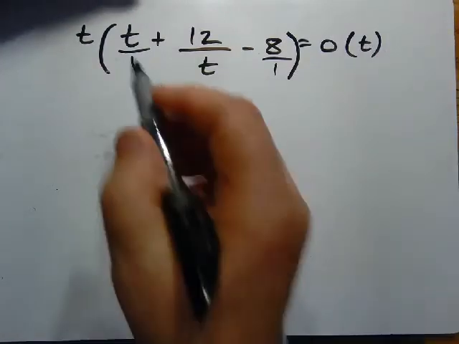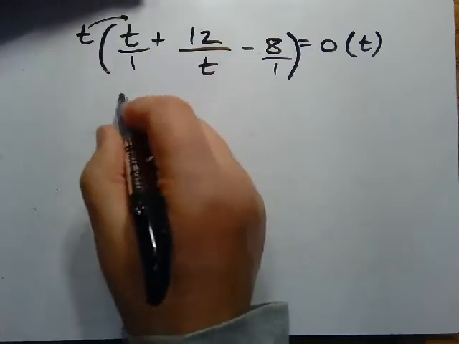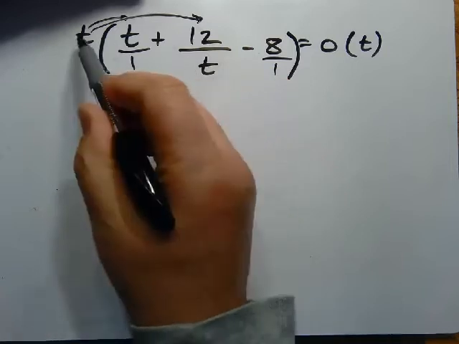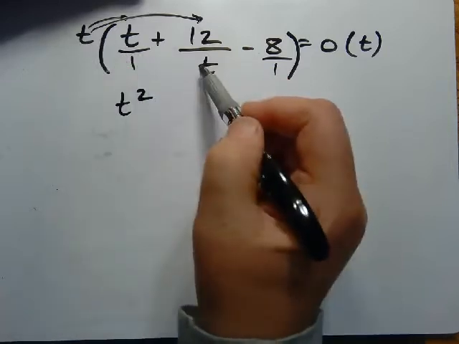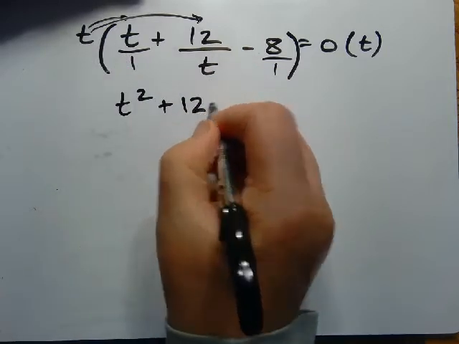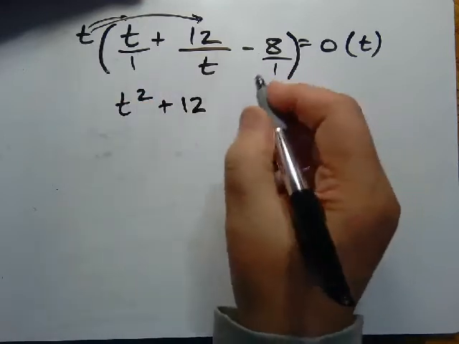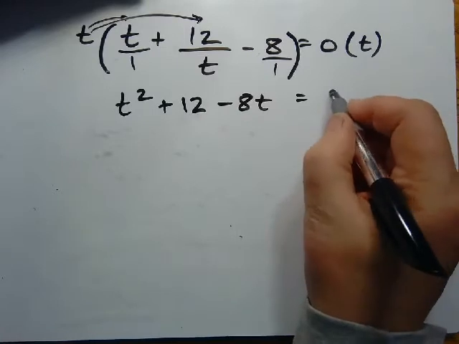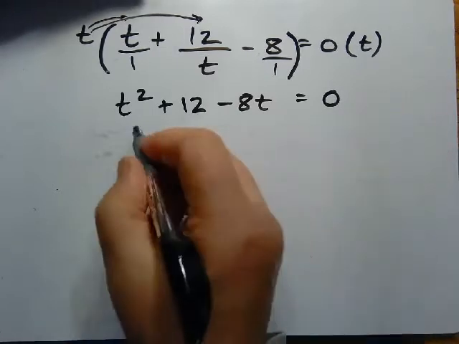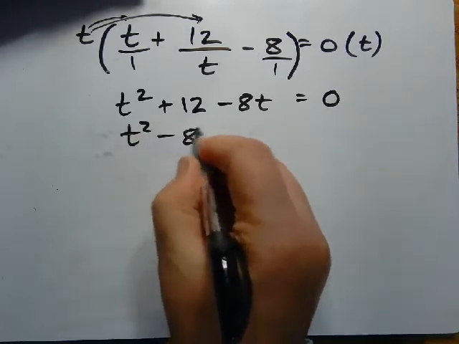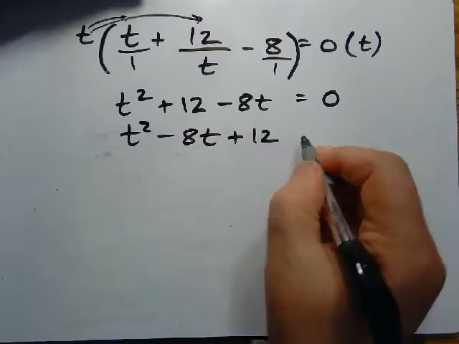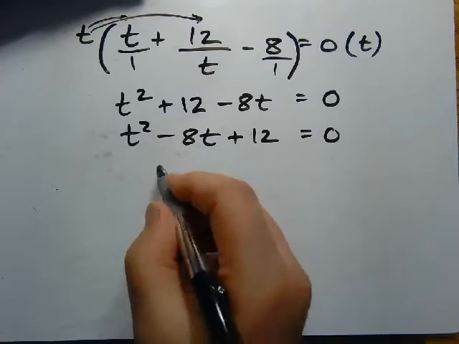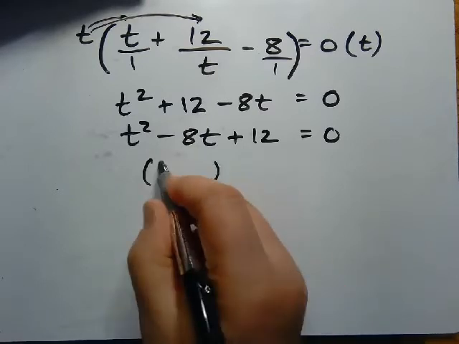see what happens here. Distributing in, t times t is t squared. Distributing in, t's on the bottom and top right here are going to cancel, and I just get 12. And t times negative 8 is a negative 8t. 0 times t is still 0. Okay? Now let's rearrange these. And I recognize that this possibly can factor. So let's factor it.